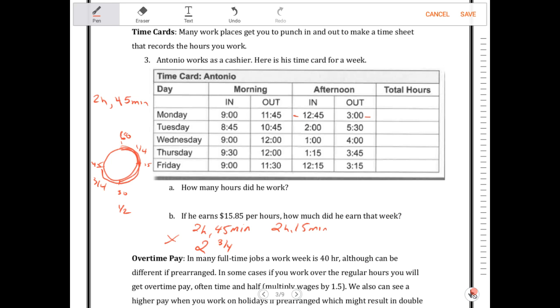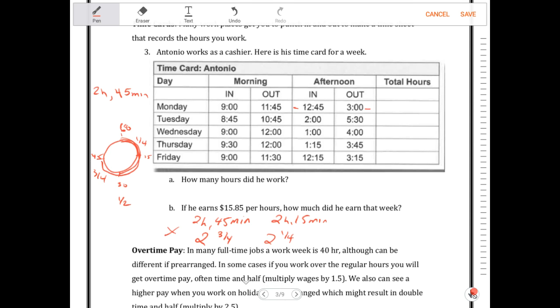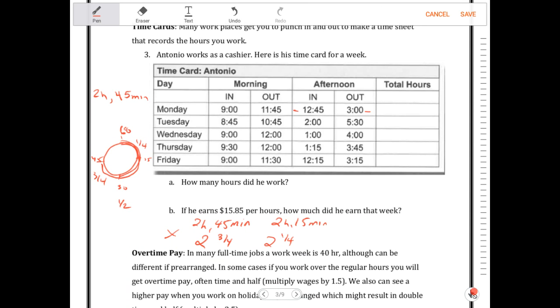Now 15 minutes is 1/4 of an hour, so that's 2 1/4 hours. Okay, sorry, my screen keeps going here. So on that day, how many hours did this person work? Well, this comes back to your ability to add fractions. So if you look at this, you have 2 3/4 plus 2 1/4.